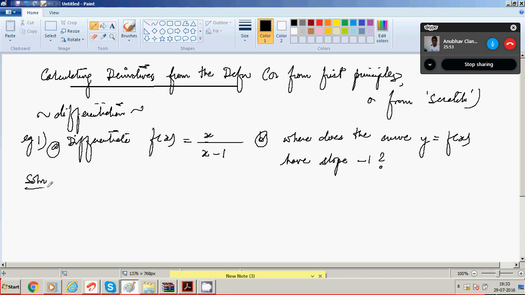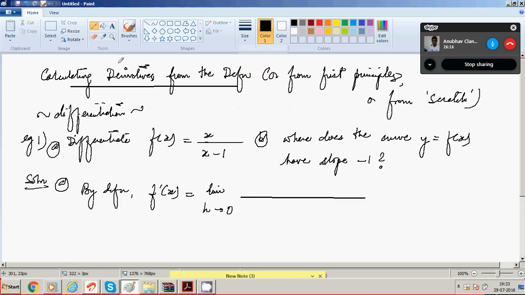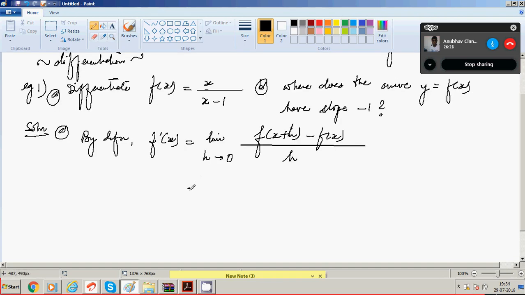So solution, part A. By definition, f prime of x, the derivative of f, is limit h tending to 0 of f of x plus h minus f of x over h, equal to limit h tending to 0. Hello, are you with me? Yes, sir. Okay.